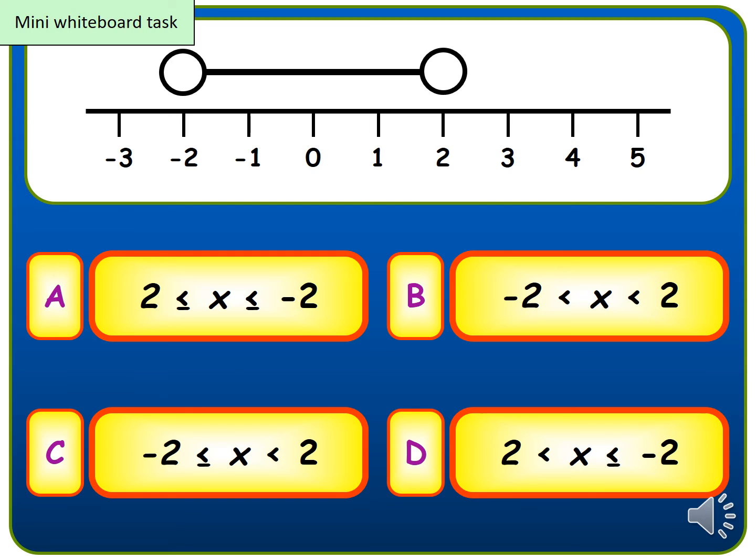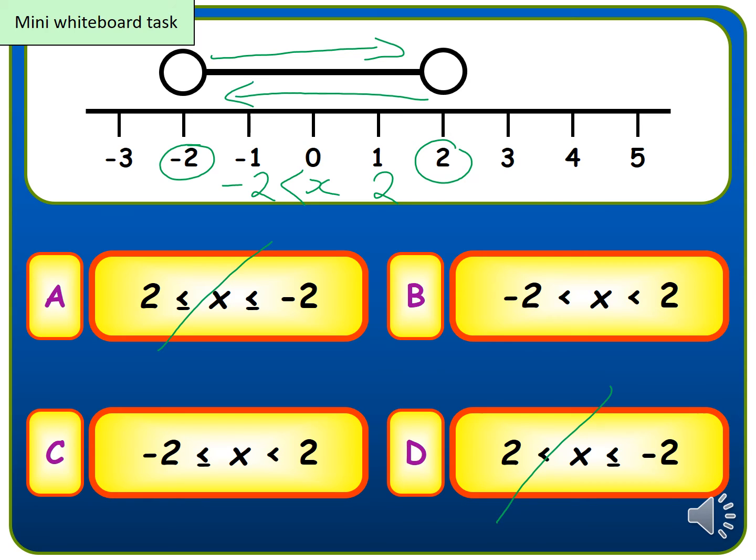Welcome back. So the two values are minus 2 and 2. So I can get rid of this one and I can get rid of this one, because we're going to write it like this: minus 2 and 2, and x is going to be in the middle because x is between the two. We're looking for the x values which are greater than minus 2, so x is going to be greater than minus 2, and we are looking for the x values which are less than 2, so x is going to be less than 2, and that leaves us with B, our correct answer.